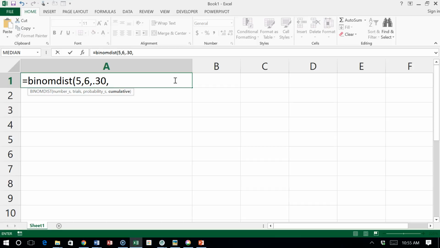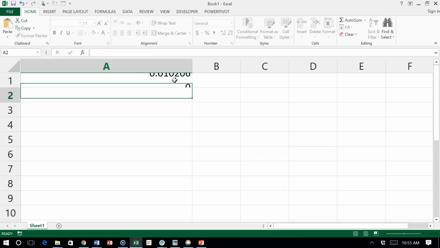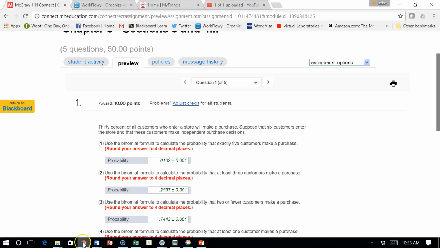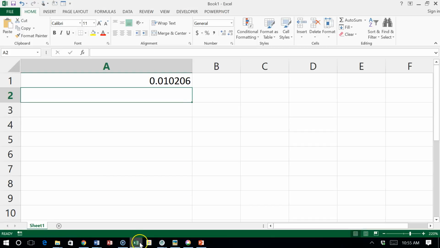And this last flag is true or false. False means equal to, or point probability. True means cumulative. So I'm just looking for the probability that X is equal to 5, so I'm going to put false. If I was looking for 5 and less, I would put true. And it gives me 1.02%. If we look over here, that's what we got over here.